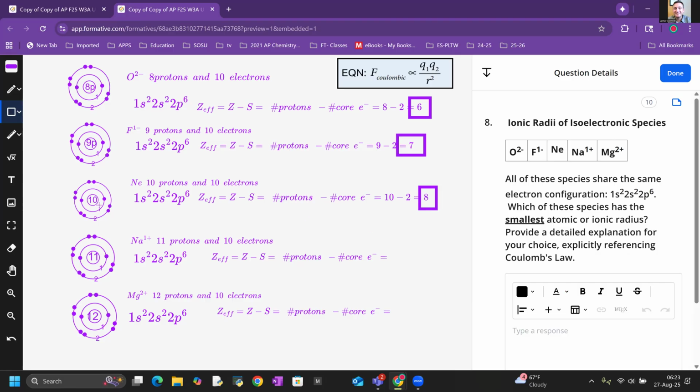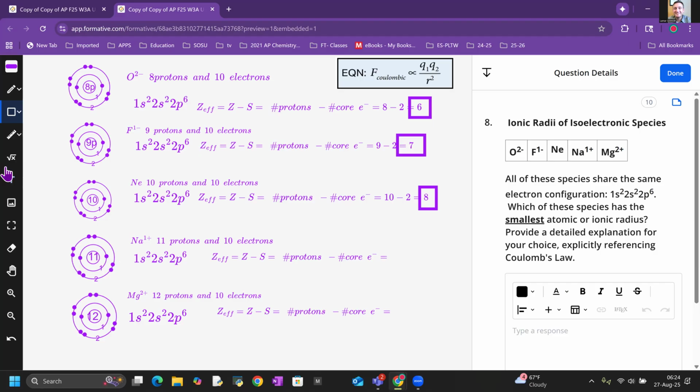And that means the pull of these valence electrons towards the nucleus is greater than what we see in fluoride or oxide, even though those two things have the same electron configuration. And these are isoelectronic species. So they even have the same arrangement and everything, but the pull of these electrons is greater because the effective nuclear charge is higher. All right, we do the same thing with the sodium ion.